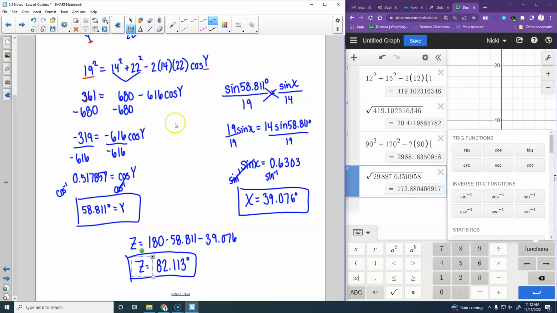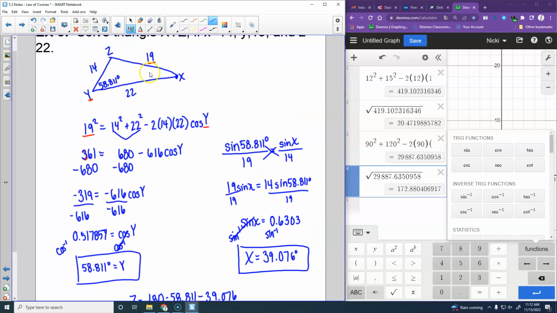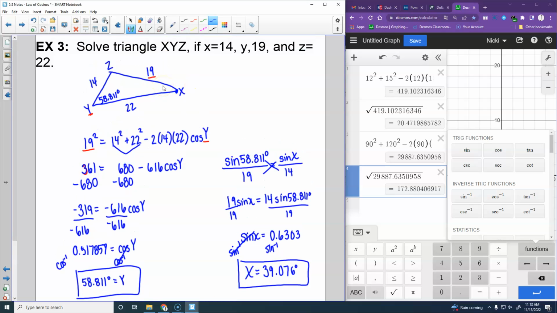I will warn you, if you do law of sines, there is a chance for the ambiguous case to happen, but it usually can be caught by checking. Like here, when I get 39 degrees, well, I didn't draw to scale, did I? But 39 is your smallest angle. So if you do 180 minus 39.076, yeah, it doesn't work anyway. This one's not the ambiguous case.